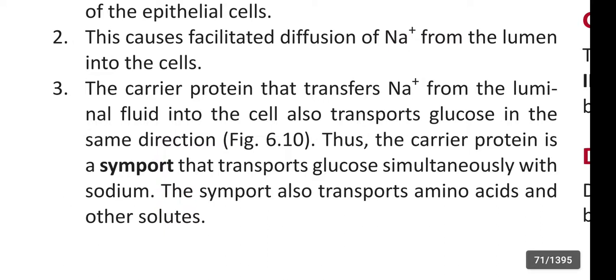Thus, the carrier protein is a symport that transports glucose simultaneously with sodium. The symport also transports amino acids and other solutes.